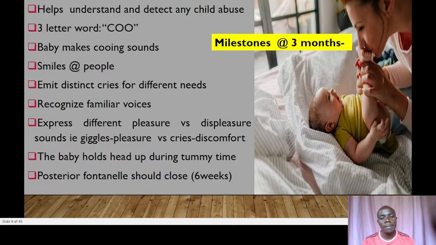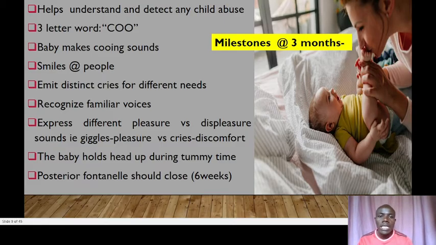So we have some milestones at 3 months. To help us understand that, we normally use a 3-letter word, coo. Just knowing the different milestones is also going to help you detect if there's any evidence of child abuse for the different children you're going to be providing care to. Remember, it's your mandate as a nurse to report child abuse and also adult abuse to the authorities. So these 3 letters, coo.